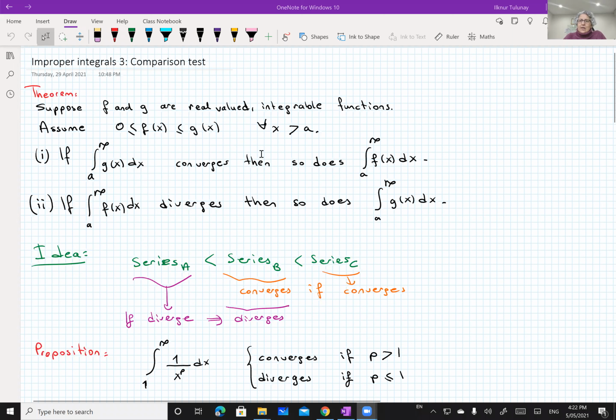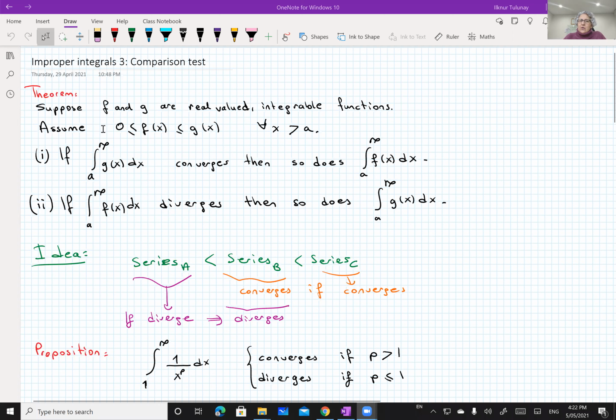Hello everyone. In this video, you will see how to decide whether an improper integral converges or diverges by using a comparison test. So this is the theorem that we are going to use in an exercise. Assume we have functions f and g, real valued integrable functions.